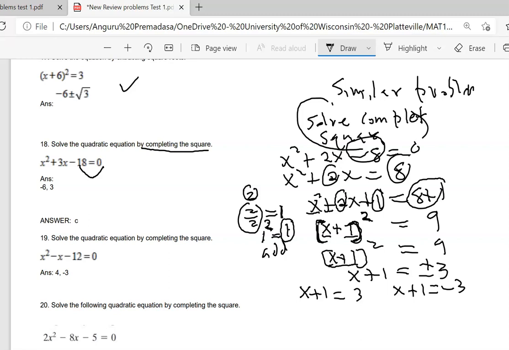Now you can use the square root rule. So this quantity is equal to what? If you use the square root rule on the right hand side, plus or minus 3. So you get two equations, plus 3 and minus 3. Solve them both and you get the answer. And that's how you do 19.